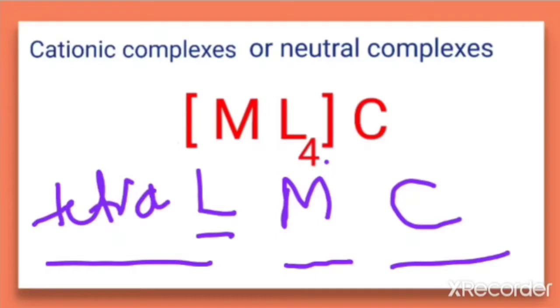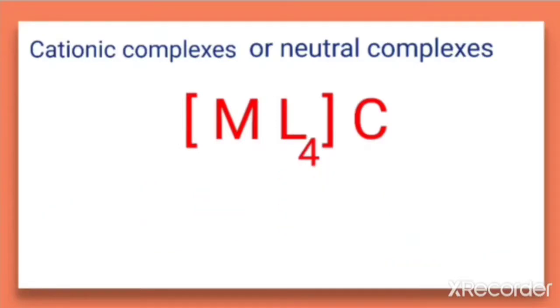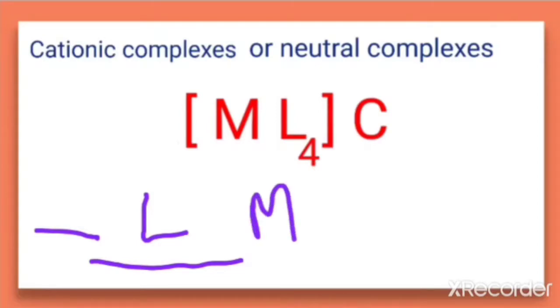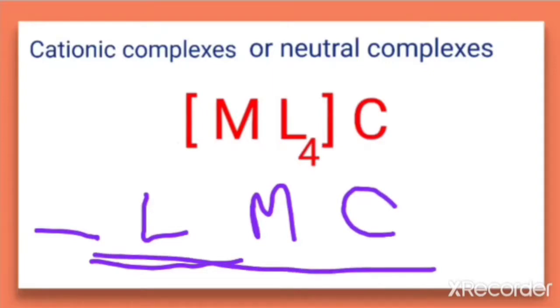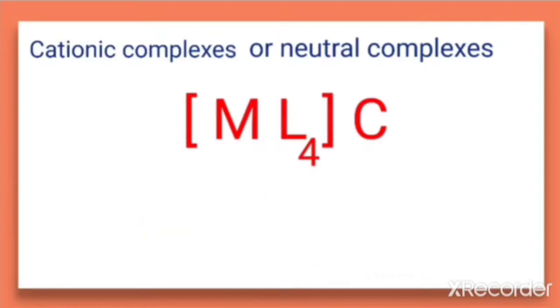So what is the order of writing the name? First we have to write the name of the ligand with the prefix, whether it is di, tri, etc. And if there is more than one kind of ligand, then we have to follow alphabetical order. Then we name the central metal ion. Then we name the counter ion. So this is the order which we have to follow in the case of cationic complexes.